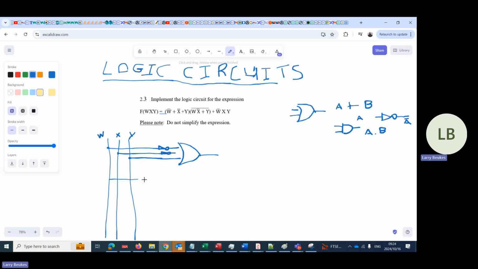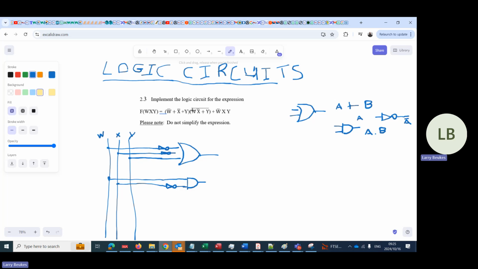So we're going to take our W. Then we take our X. So we know X is inverted, so let's invert the X. And then this and this, they go into an AND gate, 2 input AND gate. Great stuff. So we're done with this one.